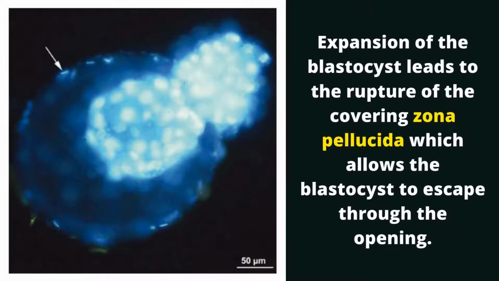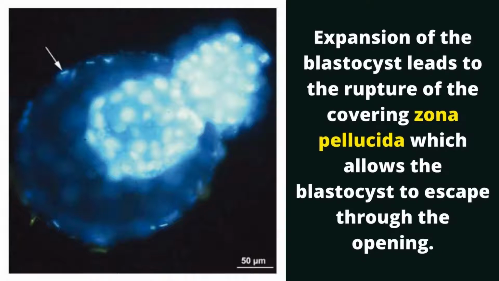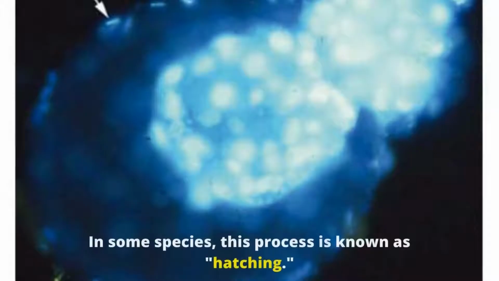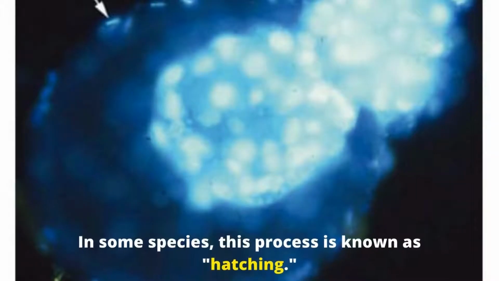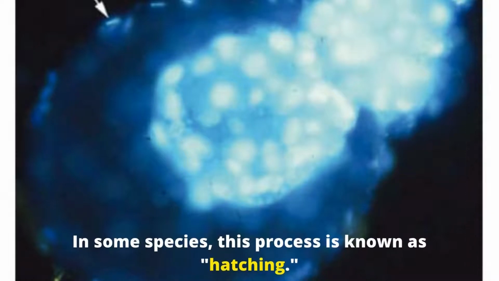Eventually, expansion of the blastocyst leads to rupture of the covering zona pellucida, which allows the blastocyst to escape through the opening. You can see in this figure the hatching of pig blastocysts, and here is the zona pellucida. In some species, this process, which is known as hatching, is aided by proteolytic enzymes released from the endometrium acting upon the glycoprotein forming the zona pellucida.